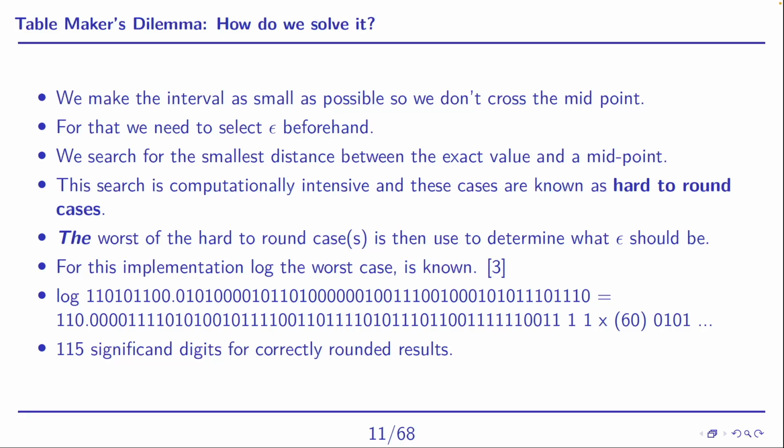Doing that is computationally expensive and very extensive, in the sense that we need to look for the hard to round cases, which is what we call them. Once we have them, we take the worst of the hard to round cases, and we use that as the pivot for the rest of my calculations. That tiny distance becomes the distance that I need to have for all the other values. For the logarithm, we do know what the worst case is, and it's this one right here. It establishes that we need for double-double at least 115 significant digits to do a correctly rounded result.